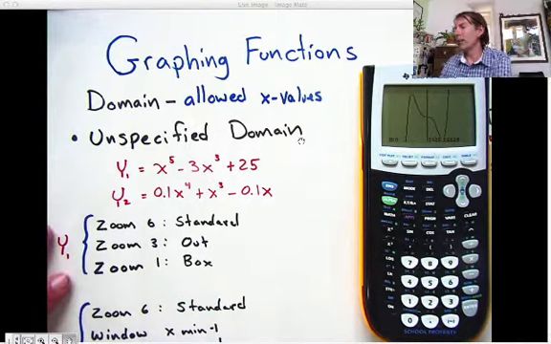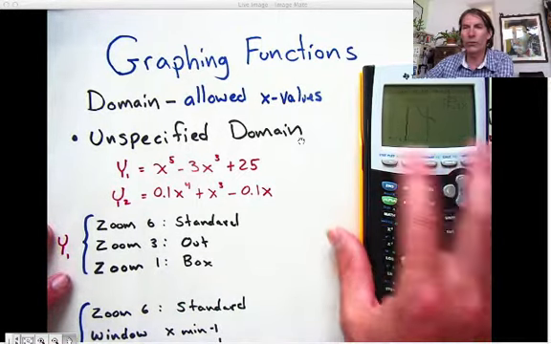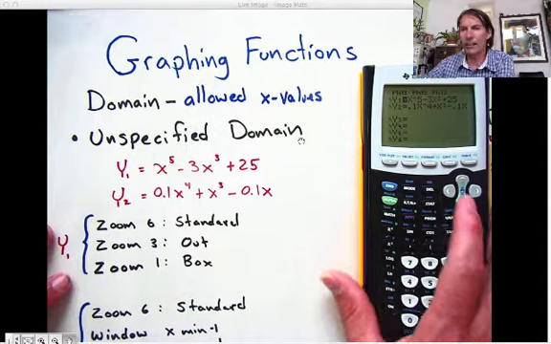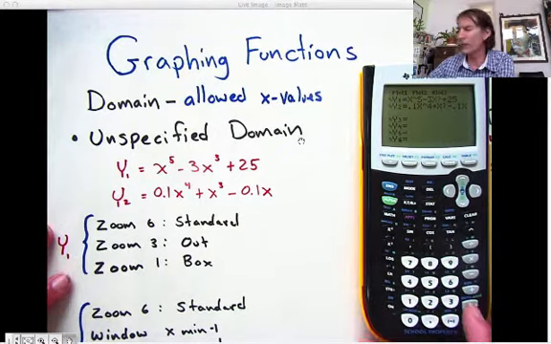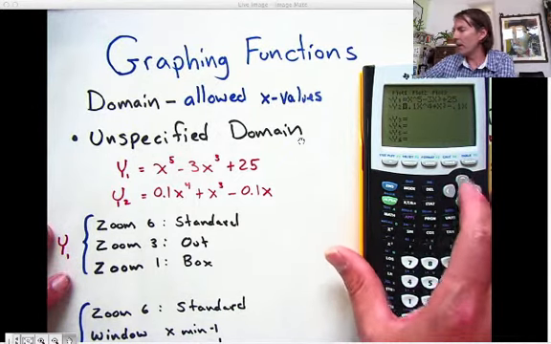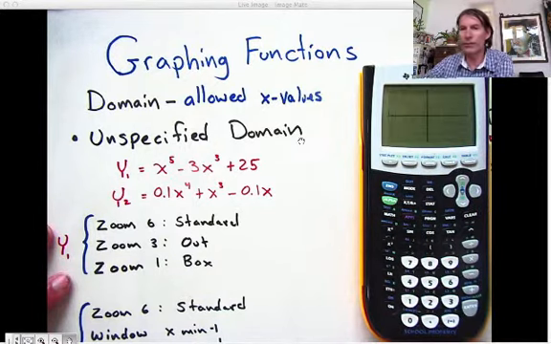Okay, we're going to look at the other function now. So go back to y equals and unhighlight this one and highlight the other one. Now we're going to go back to Zoom 6 and see what we see.